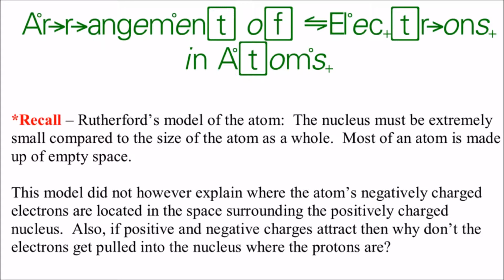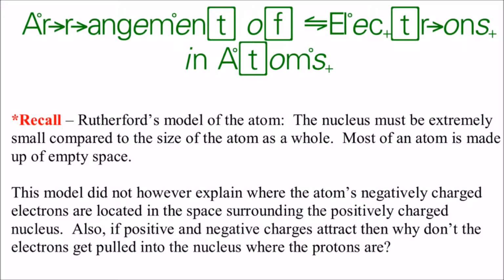Welcome to our discussion on the arrangement of electrons in atoms. This discussion arises because of Rutherford's model of the atom. Remember, when we talked about our first three scientists, J.J. Thomson did the cathode ray tube experiment and discovered that electrons were negatively charged and that they had mass.